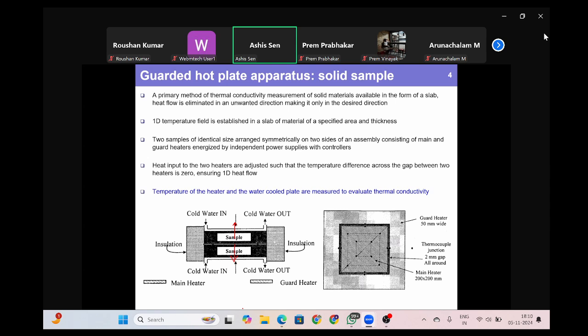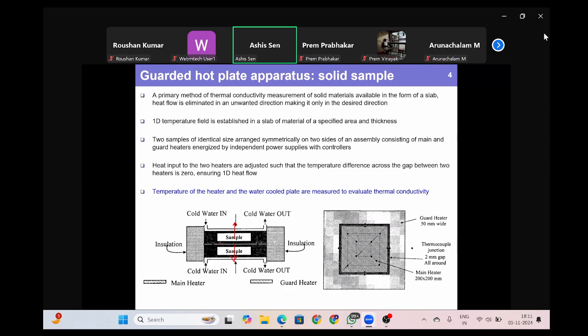So why is this necessary? So you have the heat flow through the sample. So you know the temperature at different points on the main heater. So that means you know the temperature distribution. And you can also measure the temperature of the water, okay, by putting a thermocouple. So if you know the temperature of the heater, if you know the temperature of water, you basically know the temperature gradient across the sample, okay?